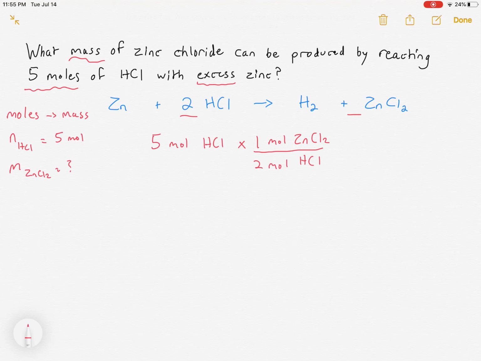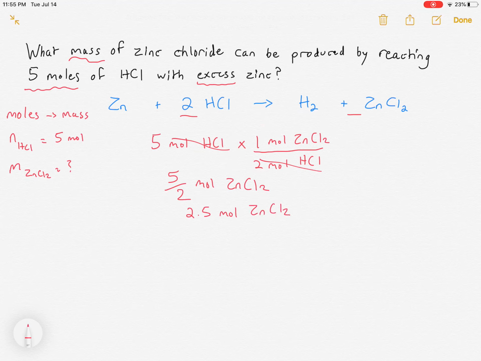So 5 moles of hydrochloric acid is what we're told, and then we've set up our conversion factor for our molar ratio, 1 mole of zinc chloride per every 2 moles of HCl, right? And then the moles of HCl cancel out. That's how you know you set it up correctly. If the moles of what you already have cancel out to give you the moles of what you don't have as your unit, that's how you know it's correct. So this ends up being 5/2 moles of zinc chloride or 2.5 moles of zinc chloride.